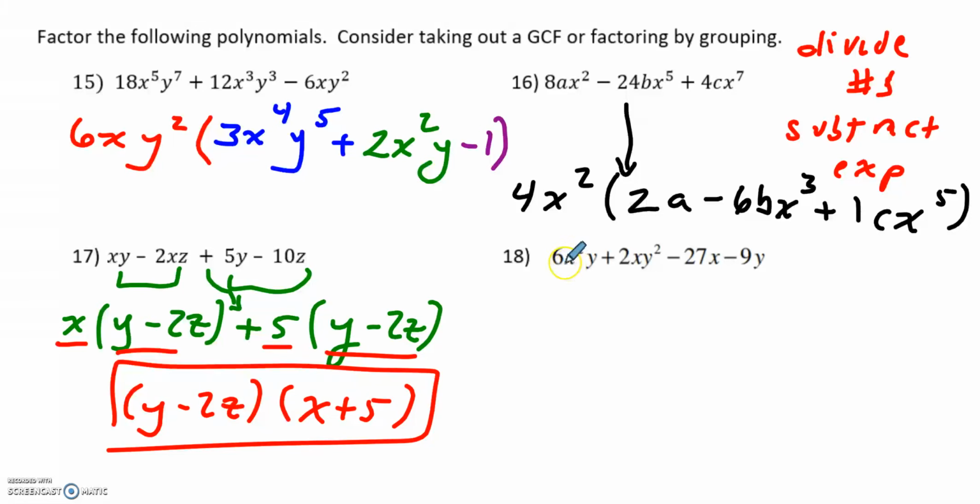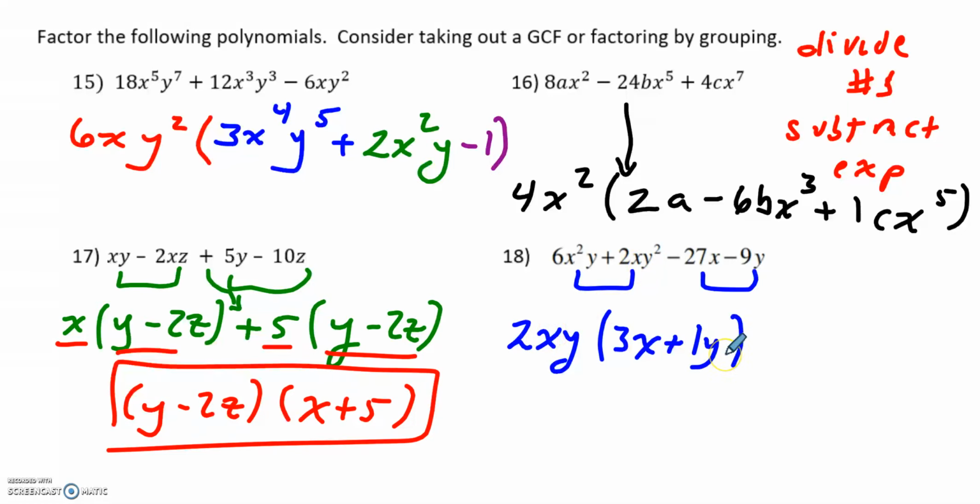Number 18, I notice there's 1, 2, 3, 4 terms again, none of which are like, so I'm going to try factoring by grouping. If I look at these first 2 terms, I can take out a 2, an x, and a y. And if I do so, I'm left with 3x only, because the y's cancel out. If I take 2 out of 2xy squared, I'm left with 1. The x's disappear, but I'm left with y.